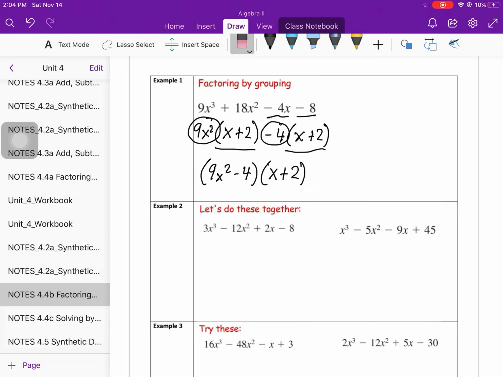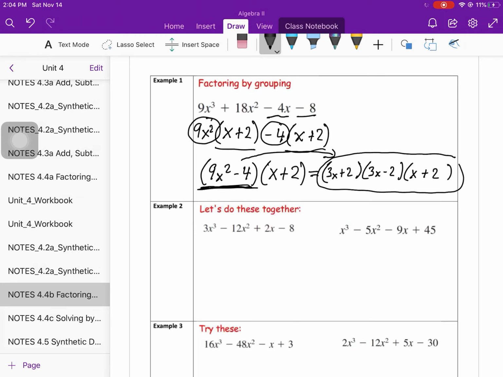Actually, we can take this one step further because this right here is factorable. So what we would get, we'd actually have 3 sets of parentheses. This is going to become 3x plus 2 and 3x minus 2 because that's a difference of squares. And then the x plus 2 can't factor anything there. So this is actually the complete answer.